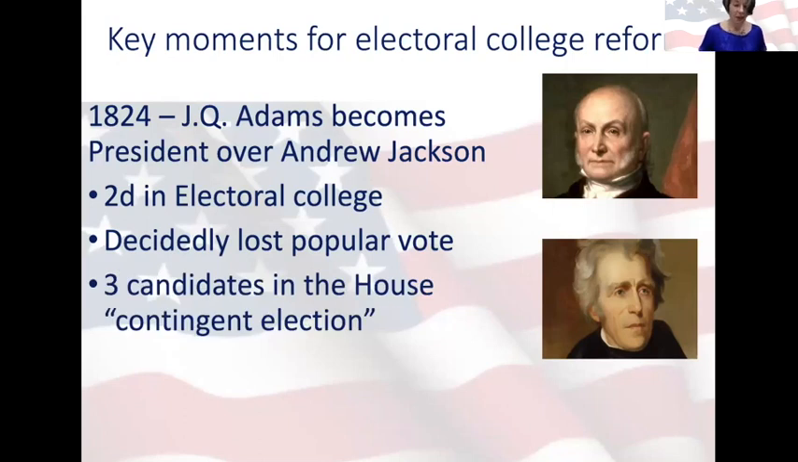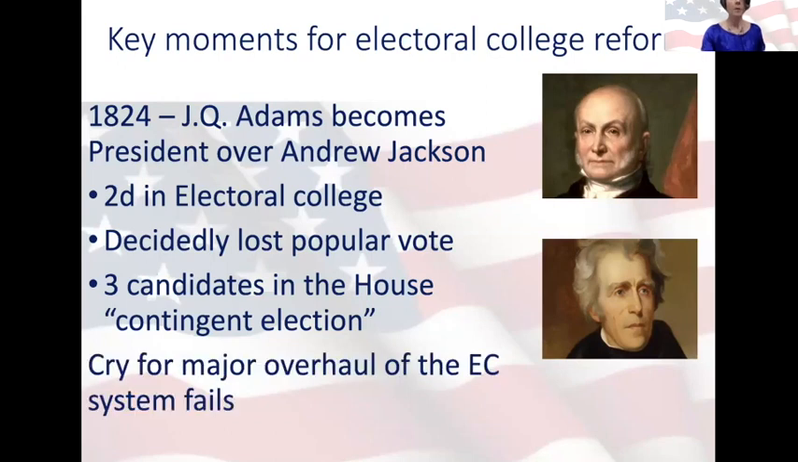Three candidates, the third, whom no one ever remembers anymore, William Harris Crawford, are sent to the House for another contingent election. And because of political machinations and because of some members of the House's loathing of Andrew Jackson, John Quincy Adams, who has come in second in both the popular vote and the Electoral College, becomes president. Almost immediately, there's a hue and cry for major overhaul of the Electoral College, but that too fails. So we have this disaster.